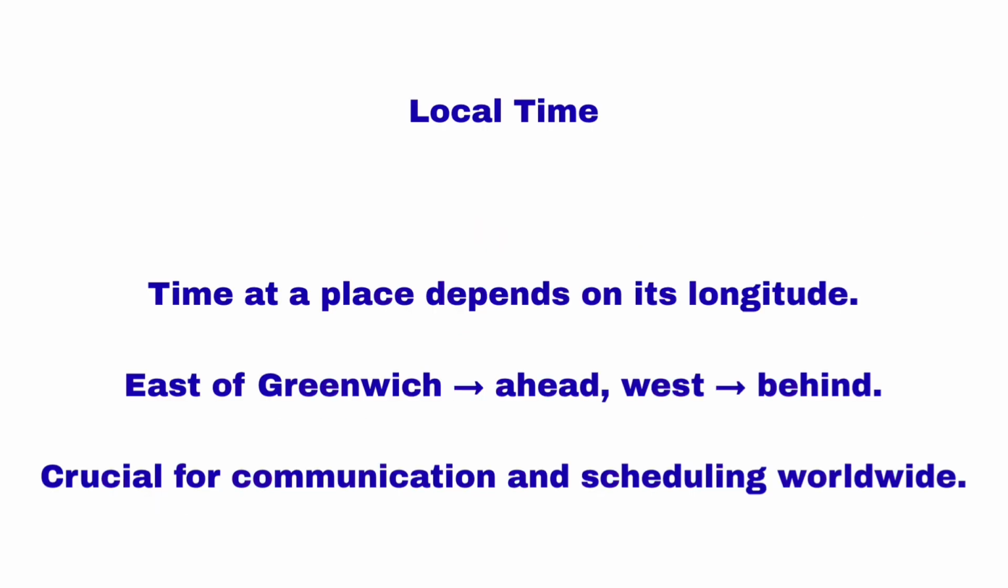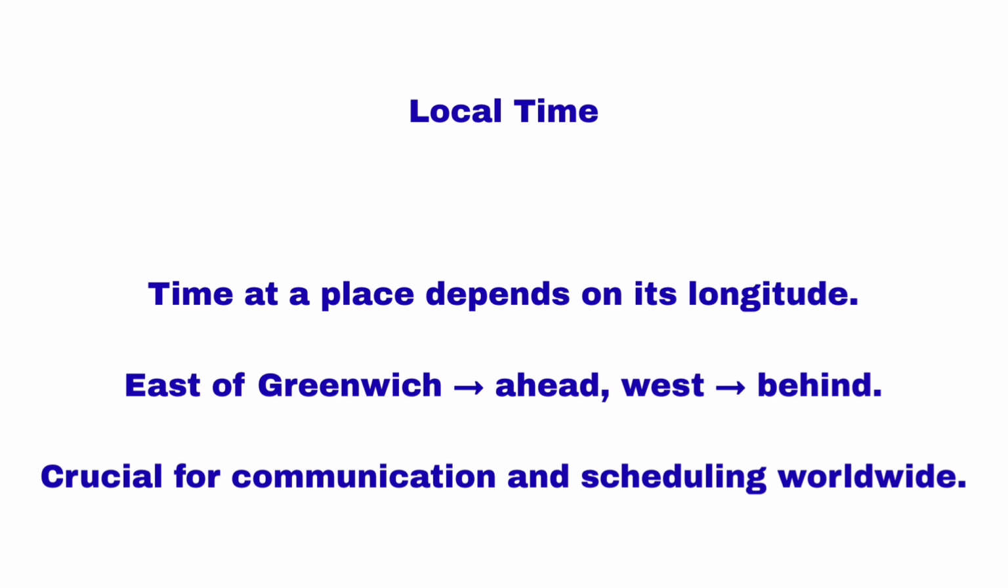Local time. Local time is the actual time at a particular place based on the position of the sun. When the sun is highest in the sky, it is noon, 12 p.m. Local time changes as you move east or west. If it's 12 p.m. in London, it's 5:30 p.m. in India. This happens because India is east of London. Moving east, time increases. Moving west, time decreases.